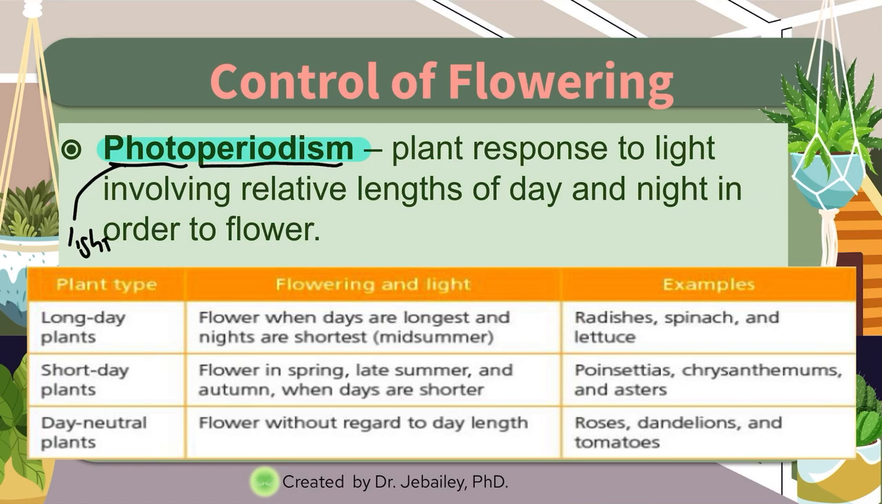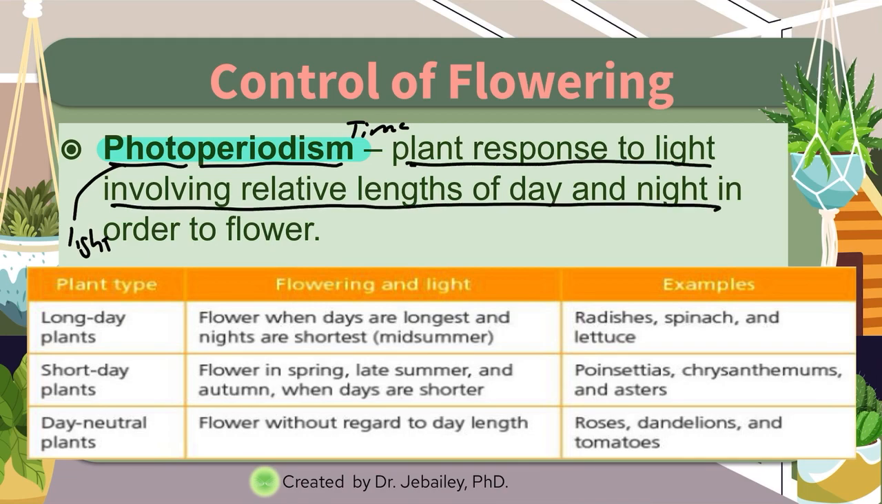And photoperiodism, basically, it is the time. So it's the time that the light is hitting the plant. The plant response to the light involves the relative lengths of day and night in order to flower. So again, photoperiodism is all about the amount of light or darkness, and that will tell if the plant will flower or not.